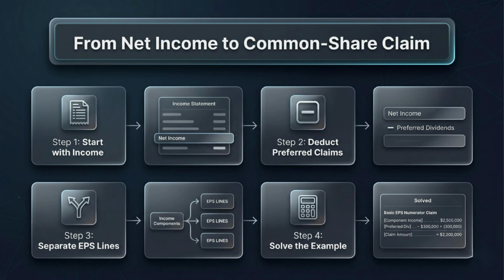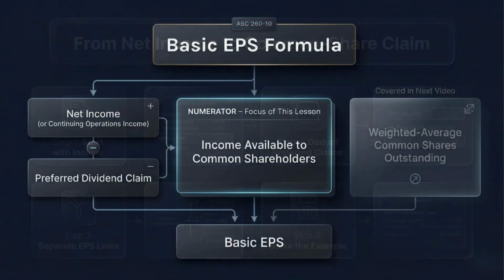Good EPS work is like good kitchen work. Do not mix all ingredients before checking the recipe. The basic EPS formula has two parts, but today we own only the top half. The numerator is income available to common shareholders. That usually starts with net income or income from continuing operations when we are computing that required EPS line, and then subtracts preferred dividend claims. The denominator, weighted average common shares outstanding, comes later. Keeping these two parts separate will save you from many exam mistakes.